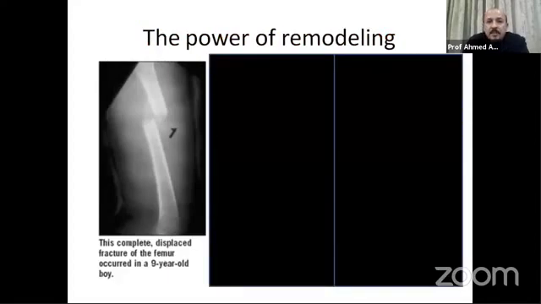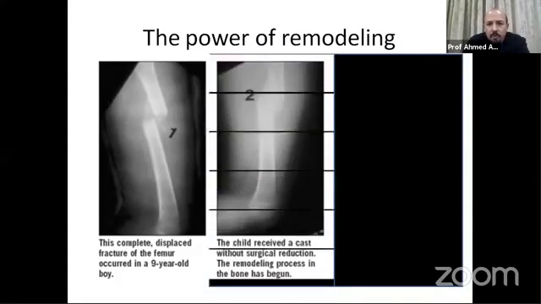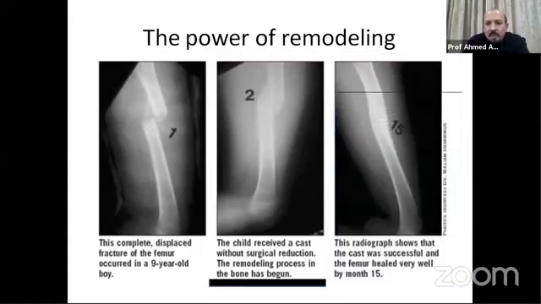This is another example of the power of remodeling, for this completely displaced fracture with little shortening in a 9-year-old boy. This is after 2 months. This is after 15 months, good remodeling. There is no discrepancy in length.